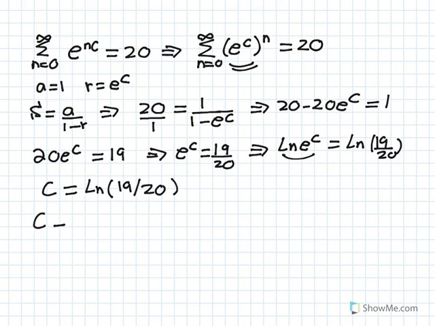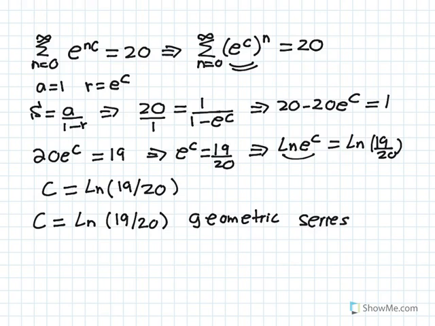Now, if c is equal to log of 19 divided by 20, this infinite geometric series will converge and have a sum of 20. So the summation of e to the nc, n equals 0 to infinity, we can rewrite by plugging in the value of c. So the summation n goes from 0 to infinity of e to the n log of 19 divided by 20.